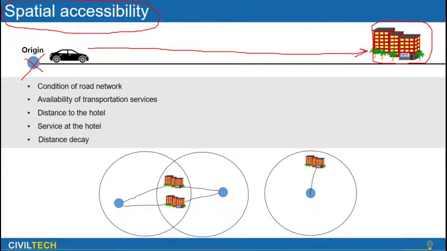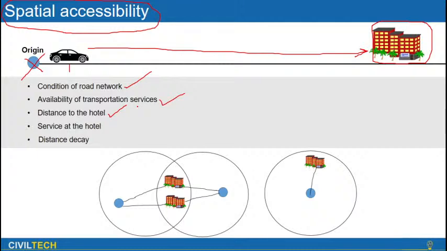That depends on multiple parameters. One, the condition of the road network which you are using should be very good, and there should be availability of transportation services. Let us say there should be an auto rickshaw service, or public transport, or if you have your own vehicle, that is absolutely fine. And distance is also one of the criteria that decides whether you want to go to the hotel or not.